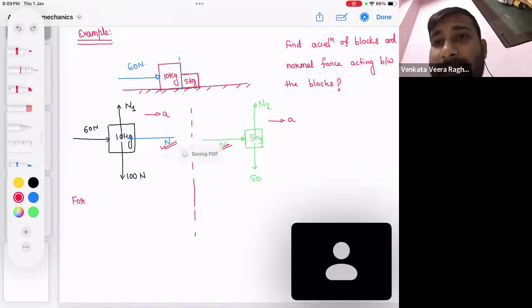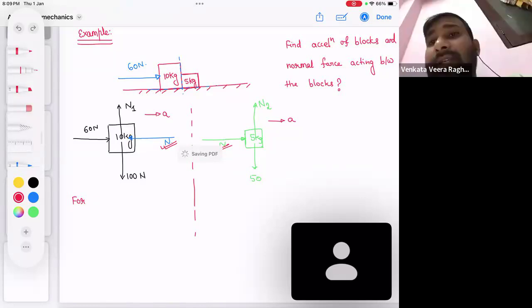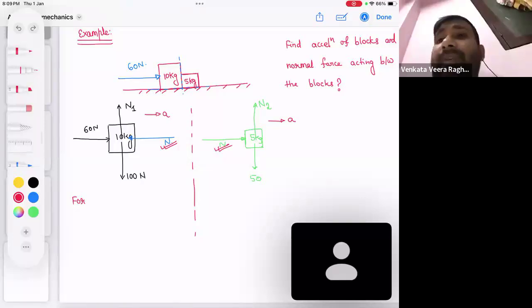For the 10 kg block, can you tell me what equations we will write? 60 minus N should be equal to mass into acceleration, 10a. And N1 should be equal to how much? Can we say N1 should be equal to 100 Newton? Yes, sir. Because horizontally we have accelerated motion, and vertically we have equilibrium condition.